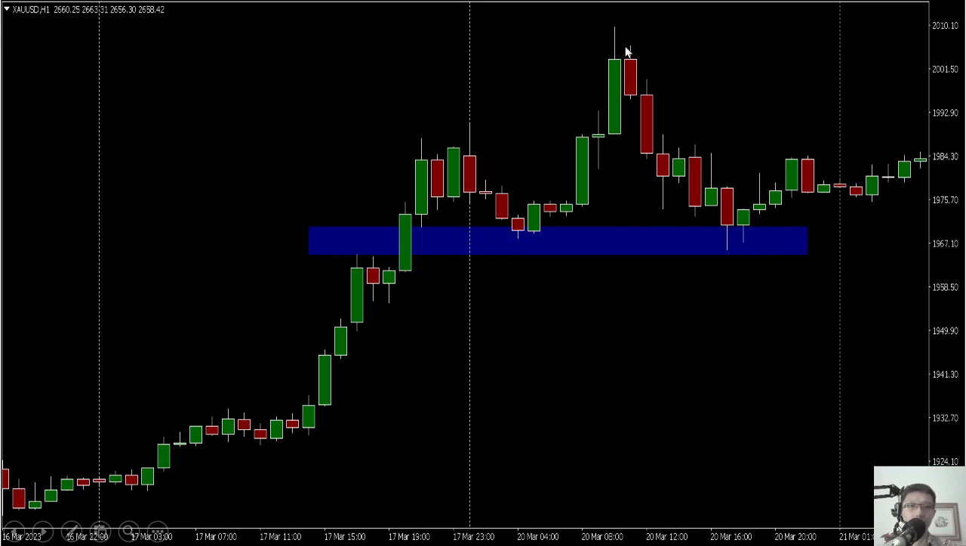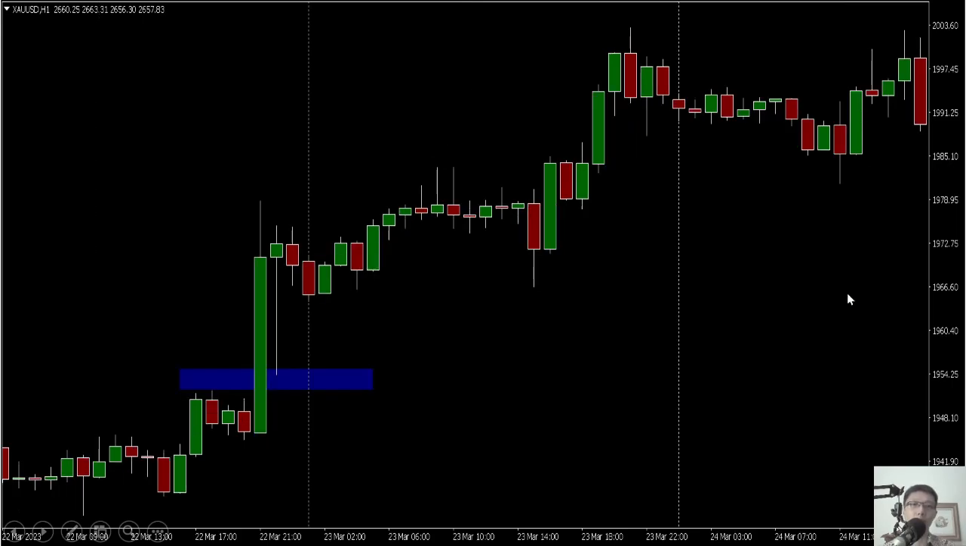Why? Because sellers try to push the price lower, but it failed and made a gap. You can see this gap, this low didn't touch this high of this candle. So there is a gap between here and here. And this is a very strong support too.